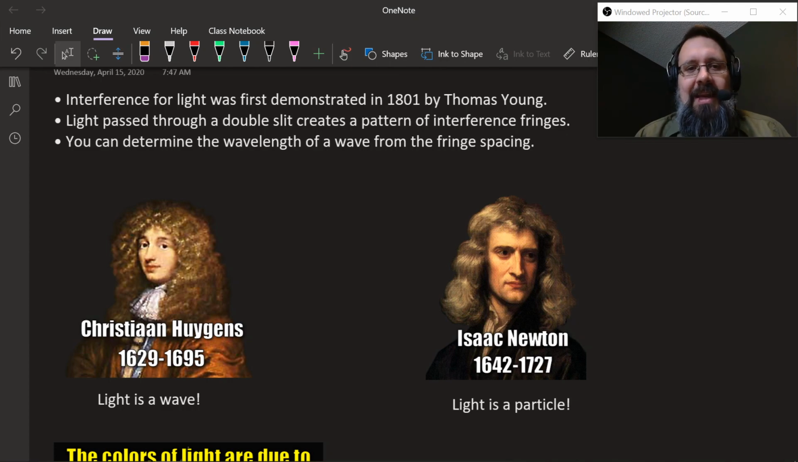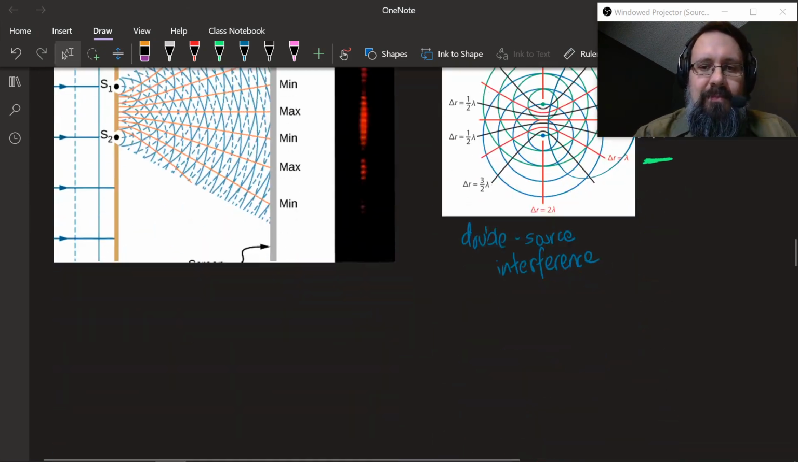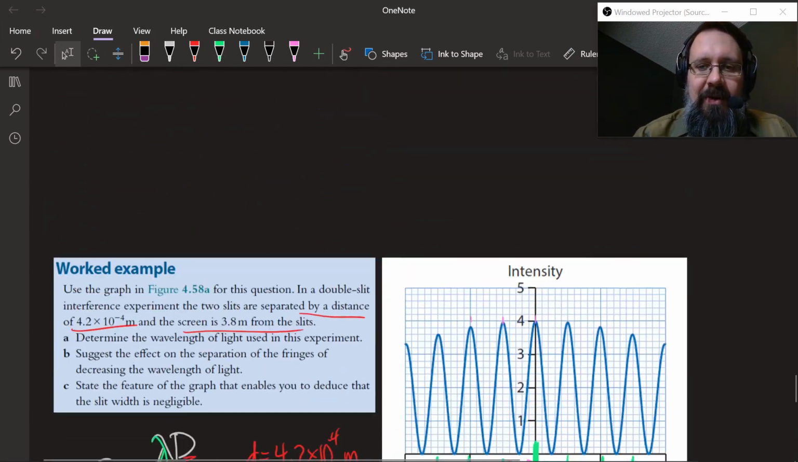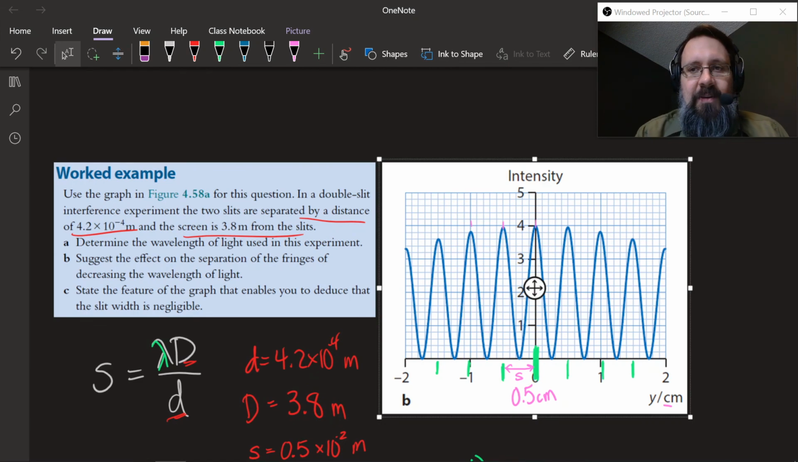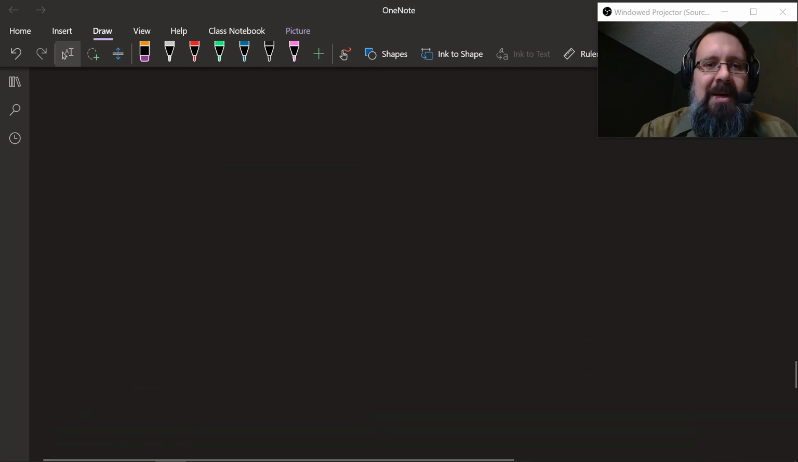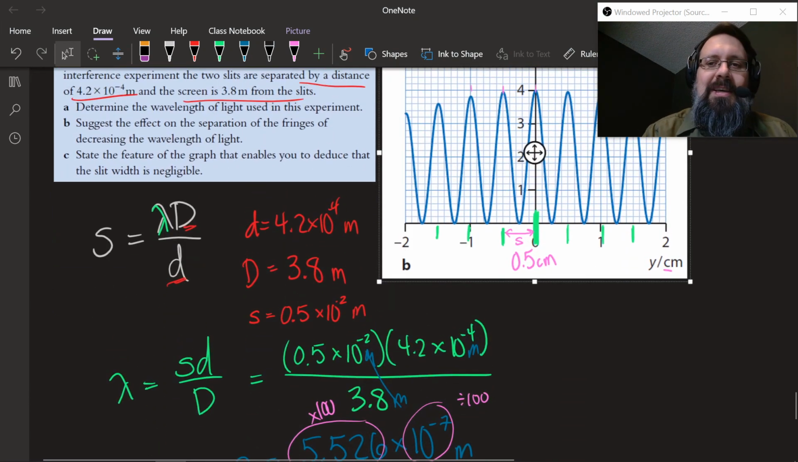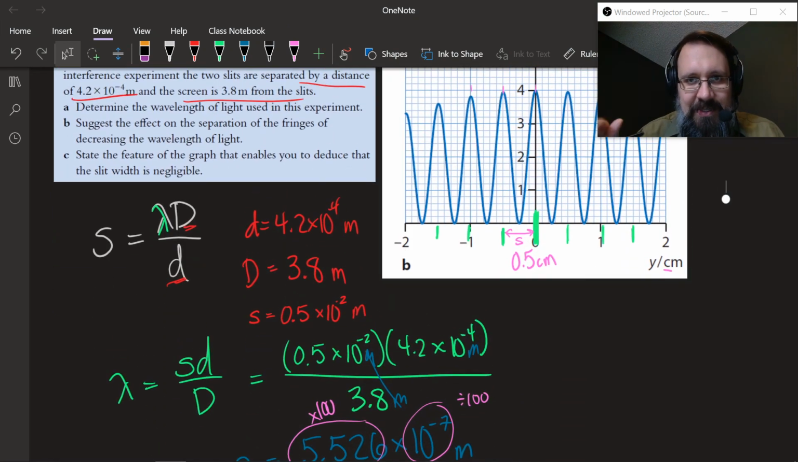The second thing is that light passed through a double slit creates a pattern of interference fringes, and that's what we saw in this question over here. This is your pattern, these interference fringes. I just realized I never finished this question. And the last thing we talked about was that you can use this data, these fringes, to deduce or calculate the wavelength of the light.